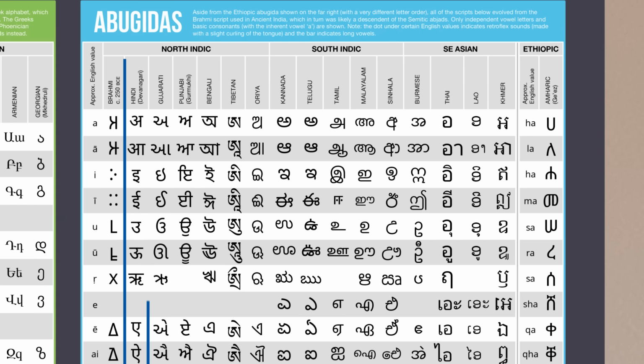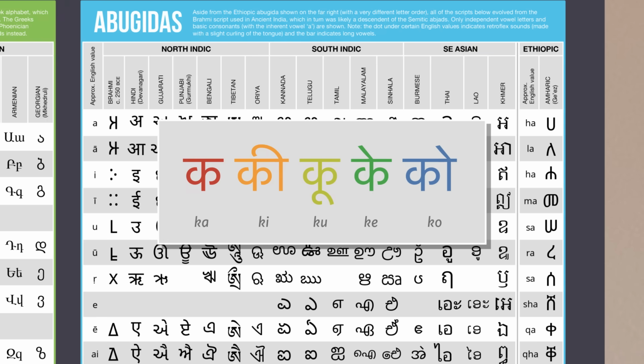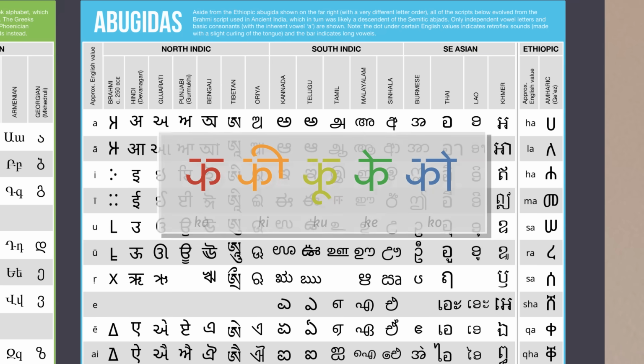Hindi is written in a script called Devanagari. In Devanagari, this letter stands for the sound ka. But if we want a different vowel, we have to make a small change so that ka becomes ki, ku, ke, or ko. So you can see that it's kind of like a syllabary because each consonant-vowel combination does look a bit different. But it's also kind of like an alphabet because each of these symbols can really just be considered variations of a single letter.